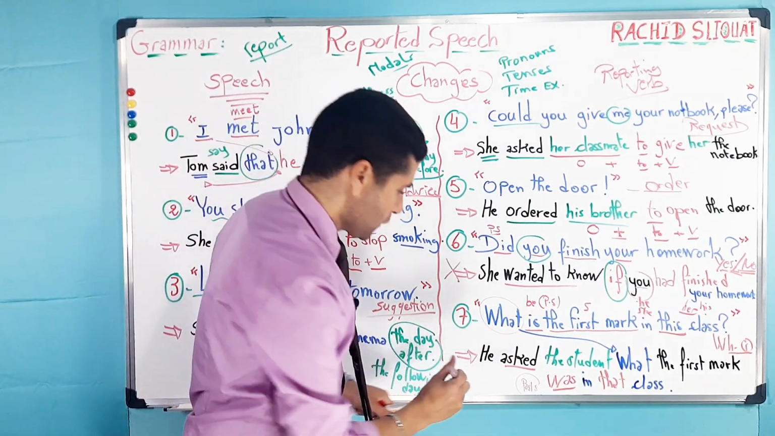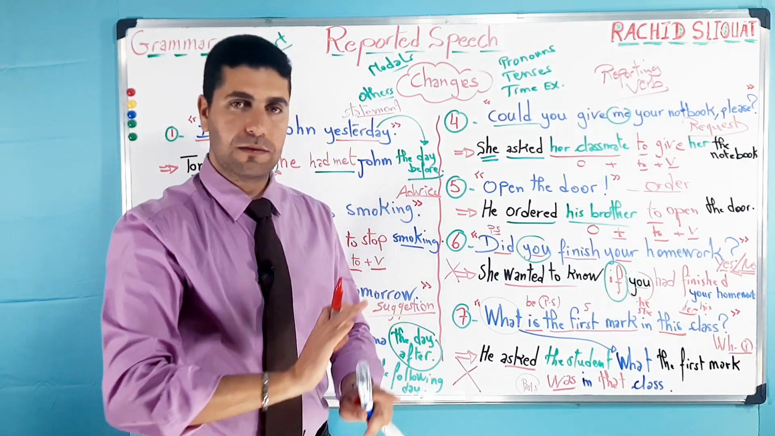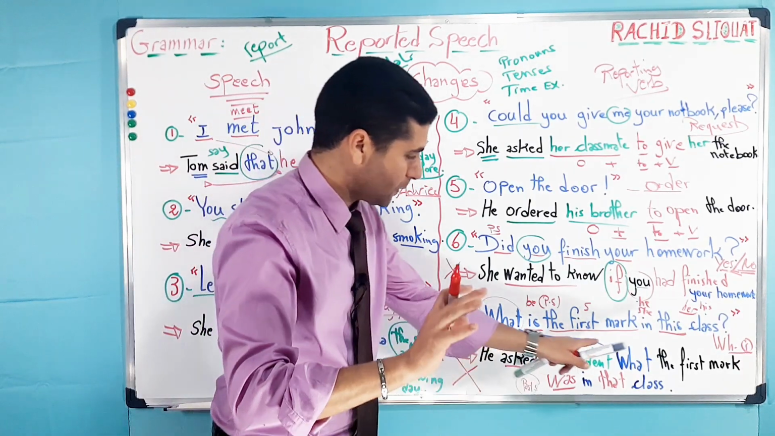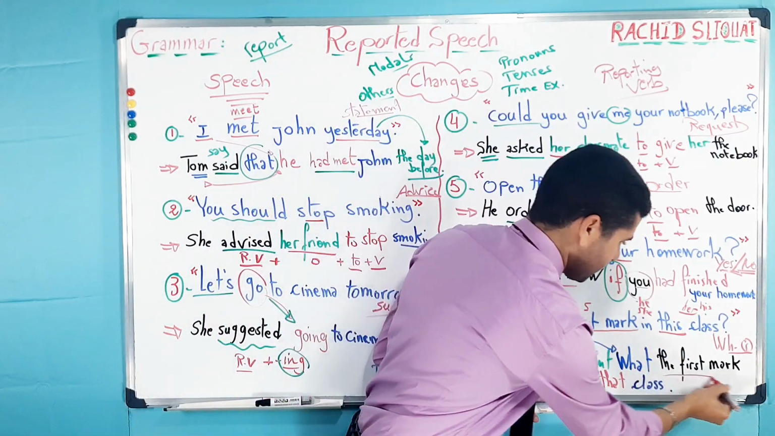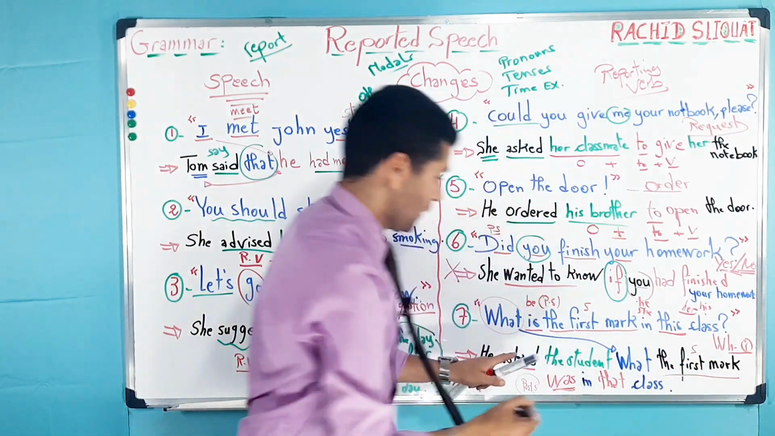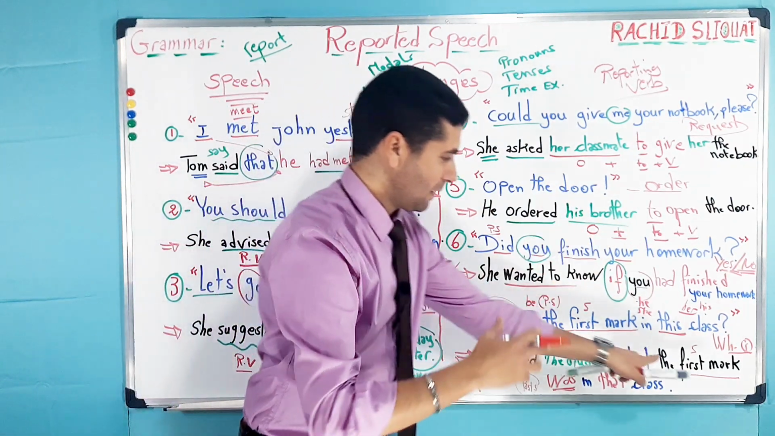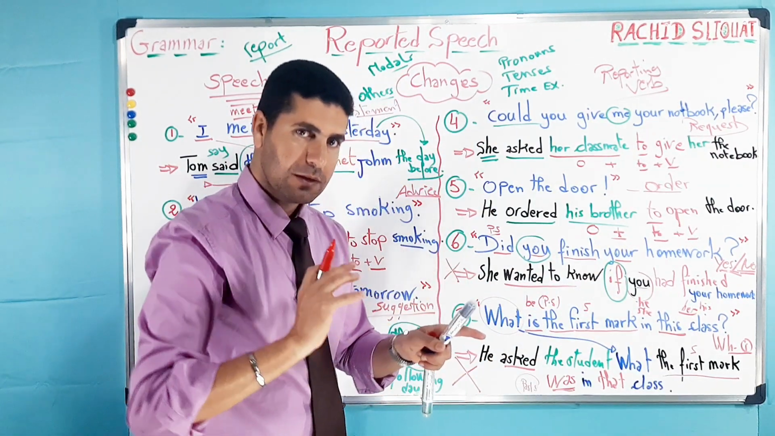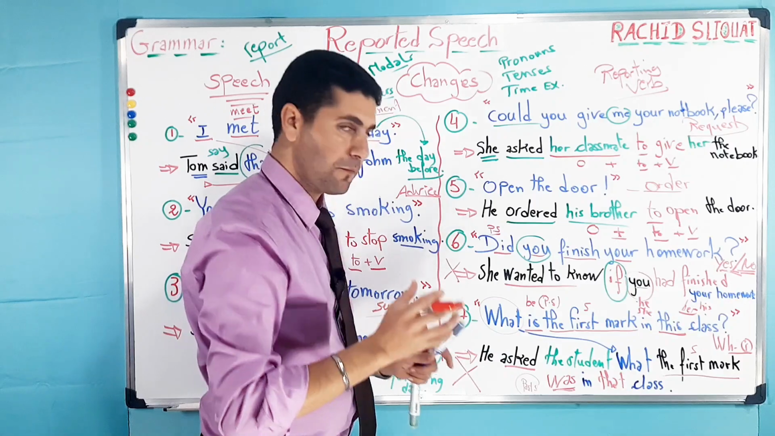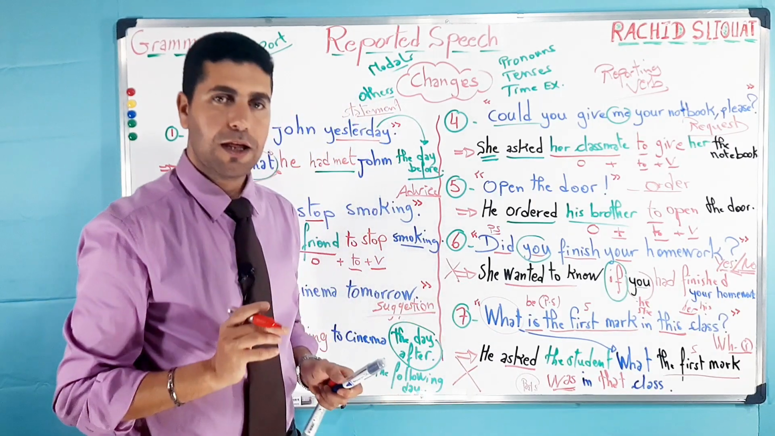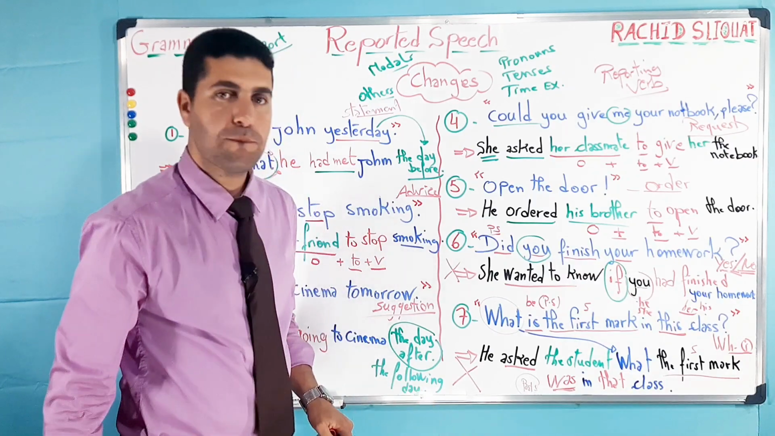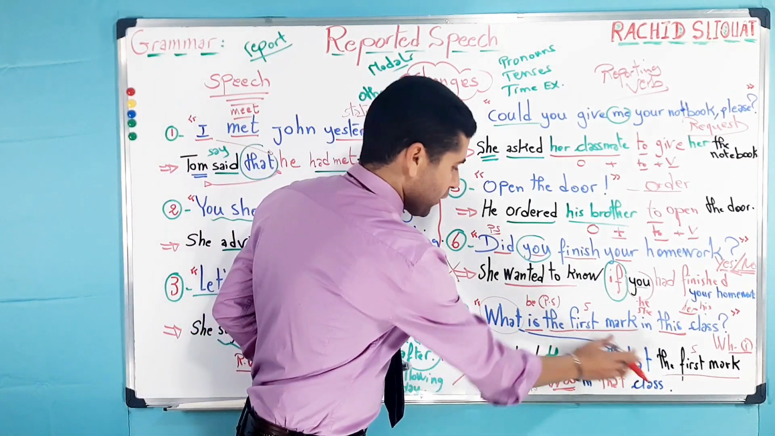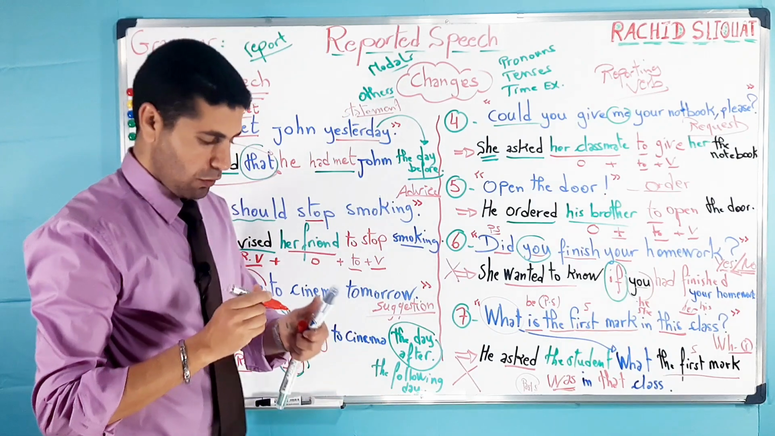Here again, we don't have the question form. It is not question form. He asked the student what the first mark was. So here we have subject, and here we have verb. Not like here. Verb, subject. Subject, verb. So we don't invert the verb and subject in reporting questions. So just keep in mind, in reporting questions, we don't keep the question form. All right, we start with the WH when we have a WH question.